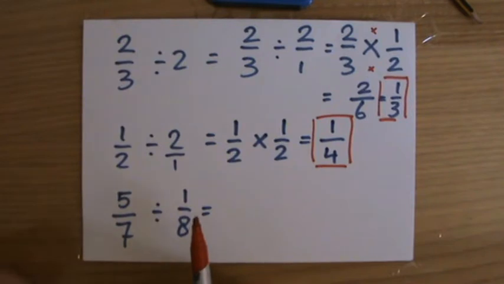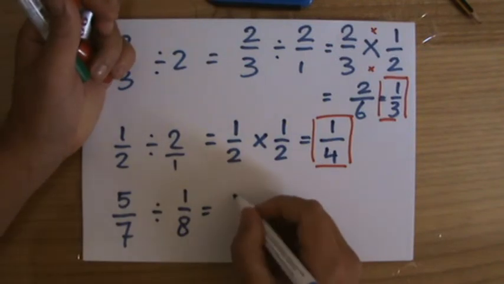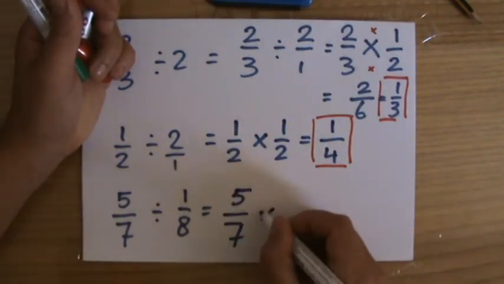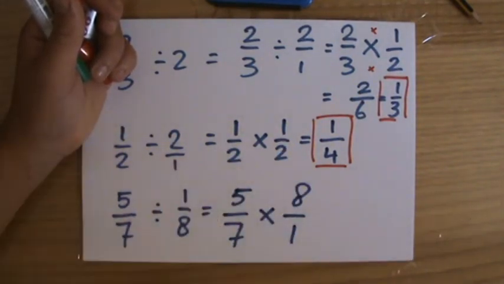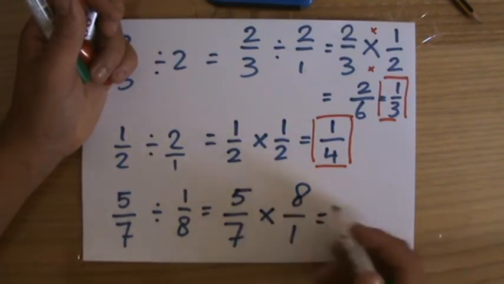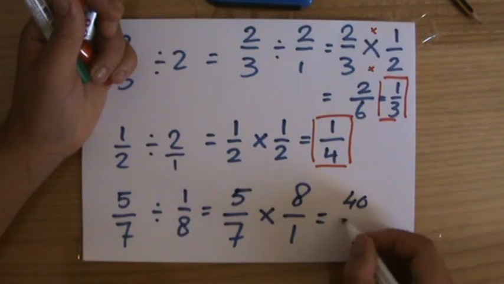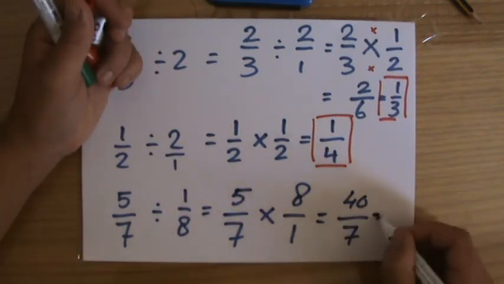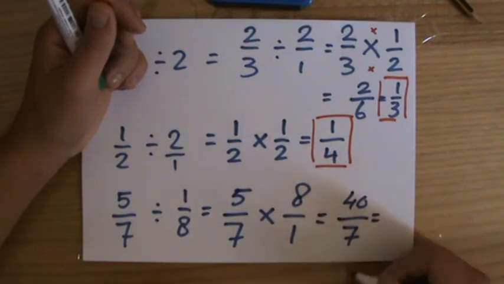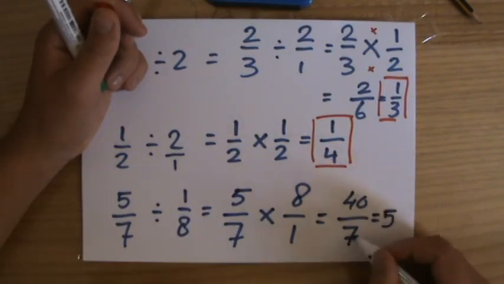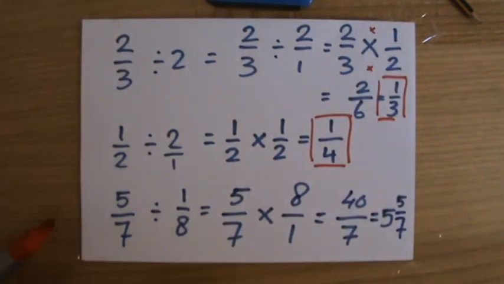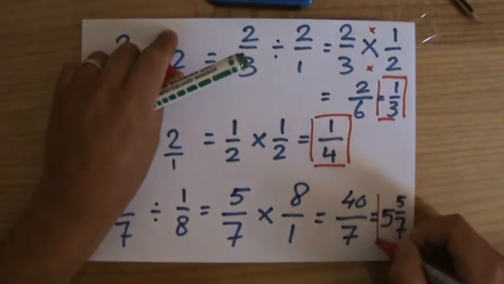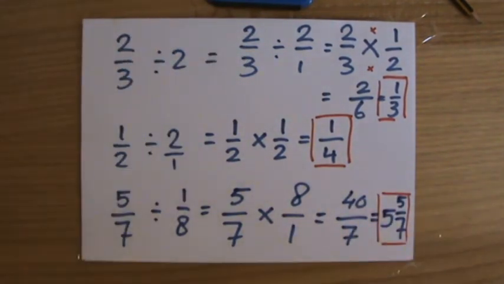5/7 divided by 1/8. Well, I don't know how to draw that in a pizza, but I do know that that is equal to 5/7 times the reciprocal, so 8 over 1. I just turn that divisor around, if you like. 5 times 8 is 40, 7 times 1 is 7. Top heavy fraction, so you always simplify. 40 divided by 7, I can take 5 whole ones out, 35, my remainder is 5 over 7. That just fits there in the corner of my paper. 5 over 7. Alright, there we go.